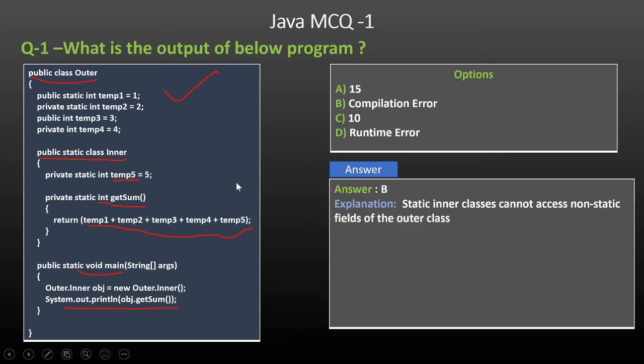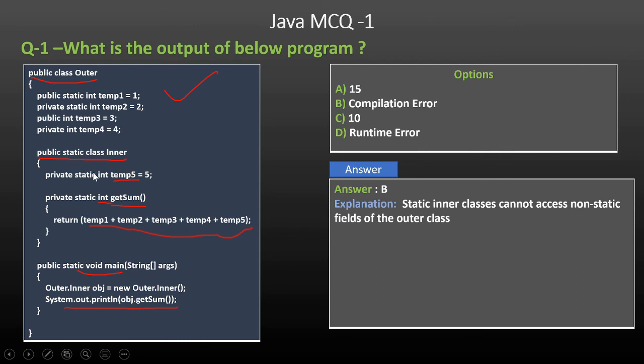I think you might have already figured it out. If not, let's see the answer. Here it will give a compilation error. Why will it give a compilation error? The reason is we have this inner static class, and what we are trying to access, these variables temp3 and temp4, are not static variables. If they are not static variables, we can't access them inside the inner static class.